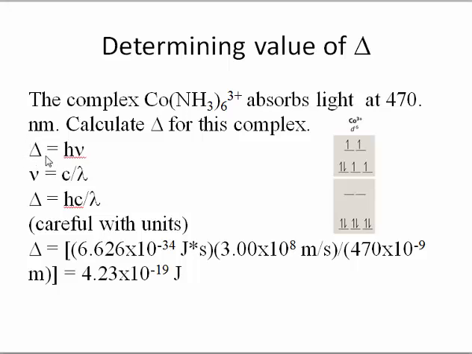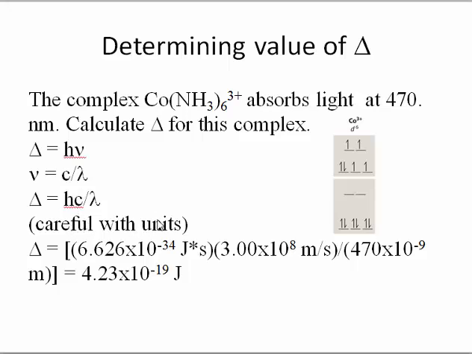Delta, the energy from one set of orbitals to the other, is equal to h nu, the energy of the photon. Nu, however, is c over lambda, because frequency times wavelength is the speed of light. You can show that this energy then is hc over lambda.